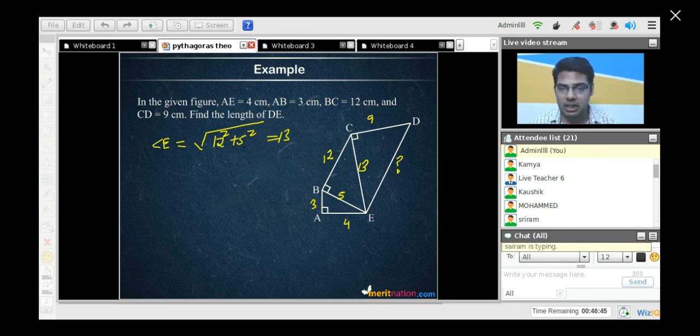We have to apply the Pythagoras theorem. According to that, BC square plus BE square equal to BCE square. So all these steps we have to write it down. Right? Okay, so first of all, try to understand what I am saying.